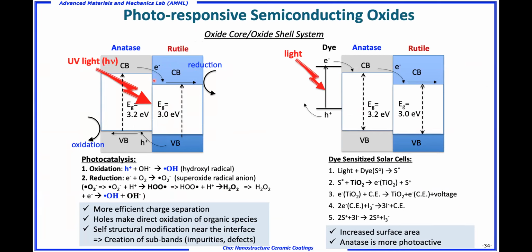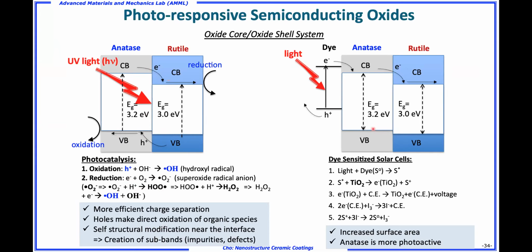This is the electron band diagram. The electron moves into the rutile side, and the hole moves to the anatase side. The electron hole separation can be more efficient by avoiding recombination. The hole can provide hydroxyl radicals, which are very strong oxidative species. And even the hole itself can make direct oxidation of organic species.